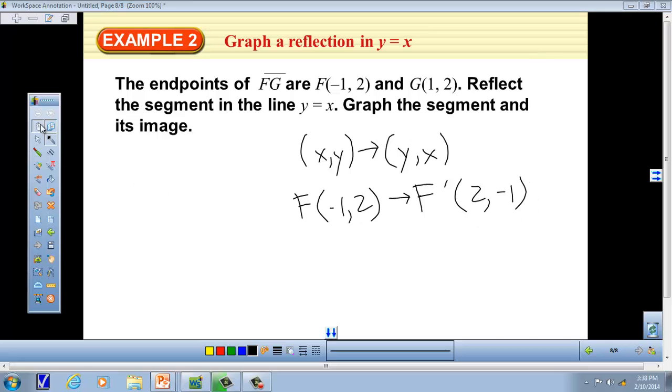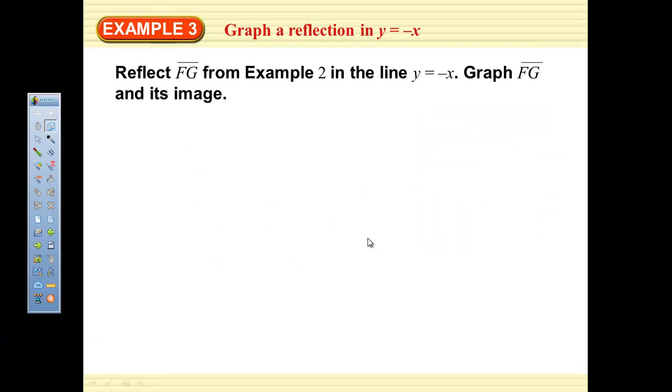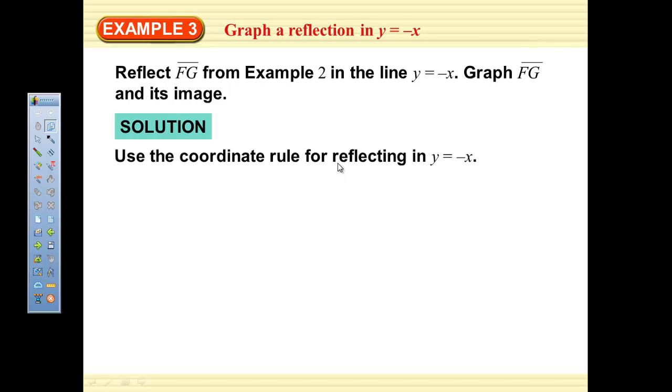If we look at this one, when we do this, we're flipping it and we're changing the signs of everything. So the line y equals negative x is actually going to be a line that goes down diagonally this way rather than going up diagonally this way, because the slope is negative 1, the y-intercept is 0. So there's the coordinate rule.